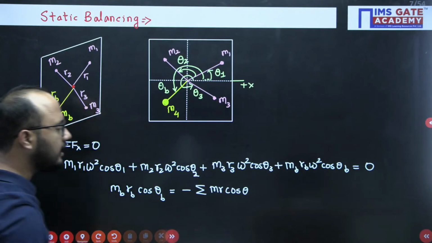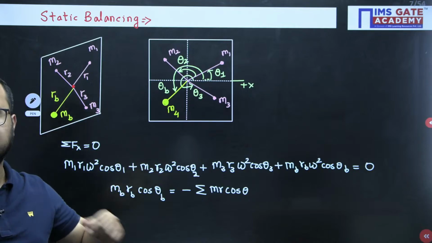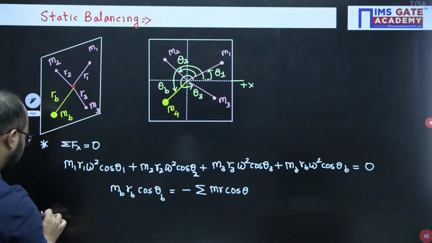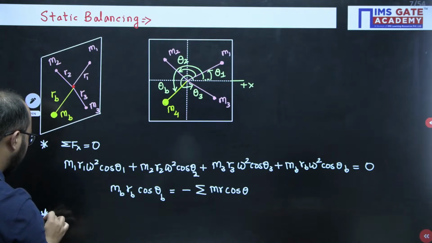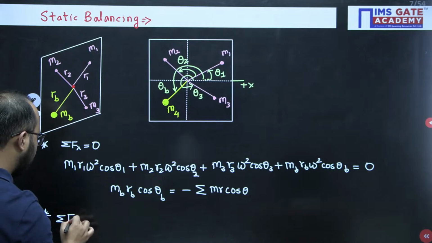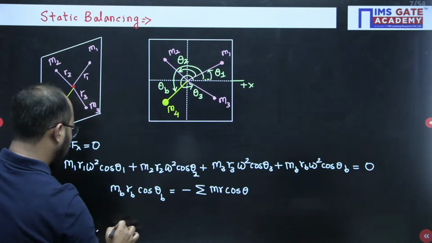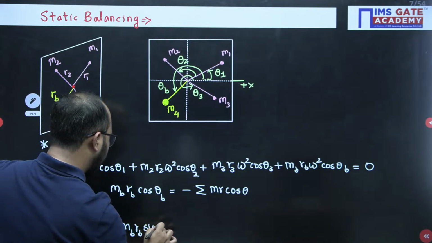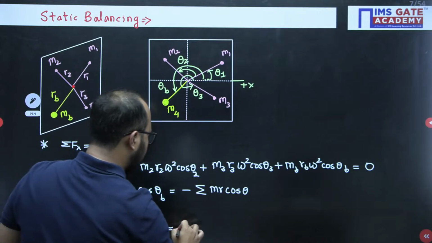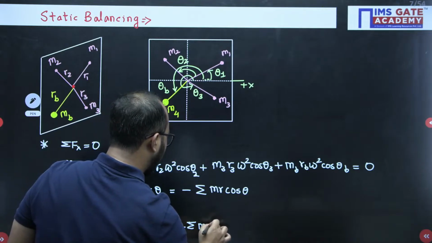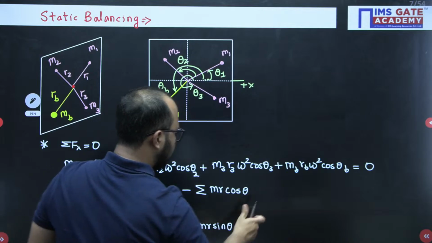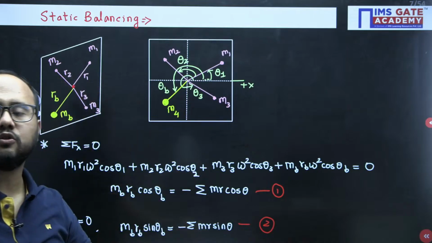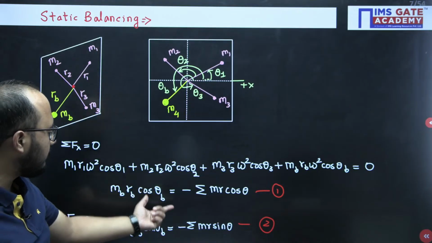In a similar way we can write it for the vertical direction as well. So let me write it for the vertical direction. For the summation of forces in the vertical direction being 0, directly I am writing MB RB sin theta B equals minus summation mr sin theta. So this is your equation 1, this is your equation 2. These two equations you should always remember directly.